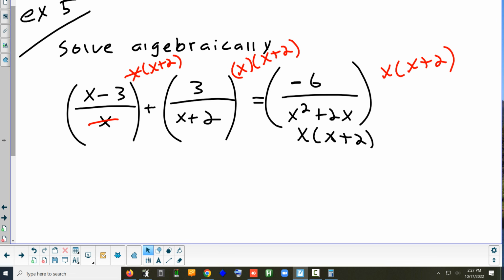Second fraction. Is there anything that's in common there? Yeah. X plus 2. And third fraction. All of it. So we can do the right-hand side pretty quick. What do you have left there? 3x plus 6. No, just the right side. Just negative 6. That's all that's on the right.